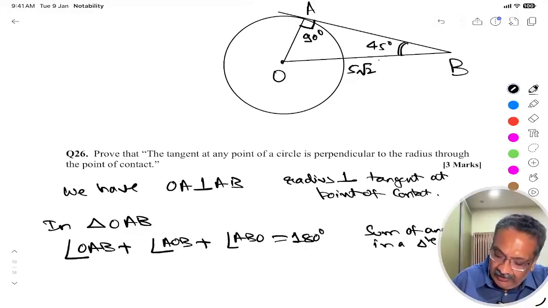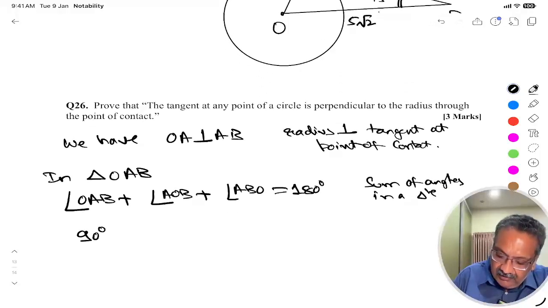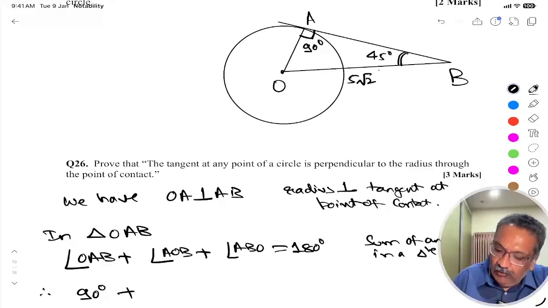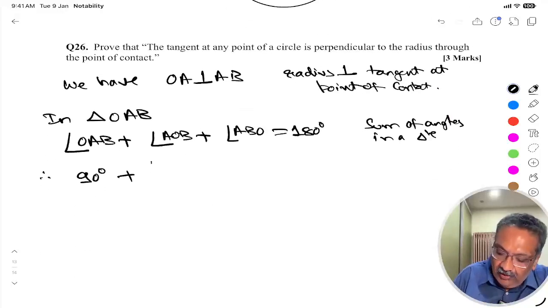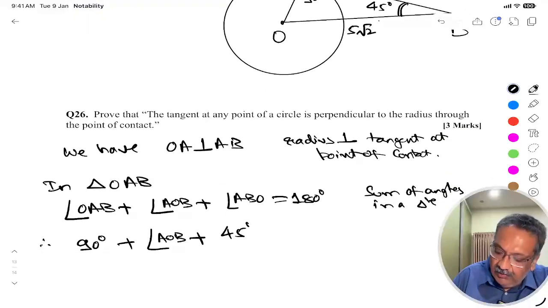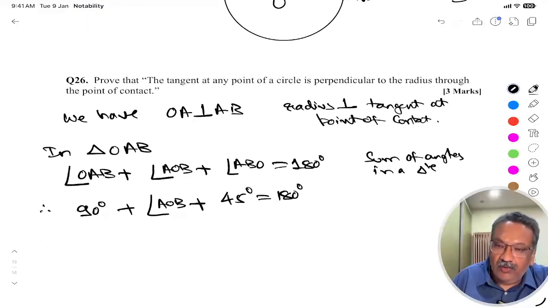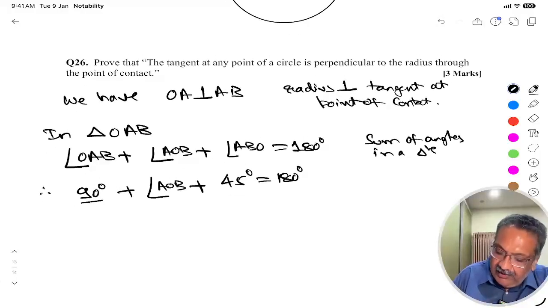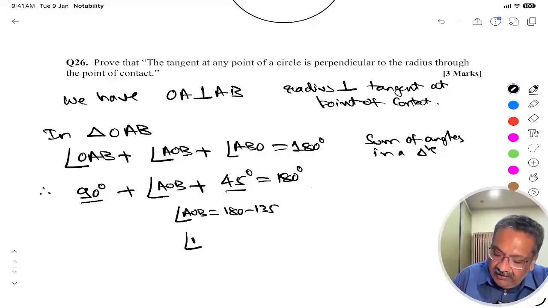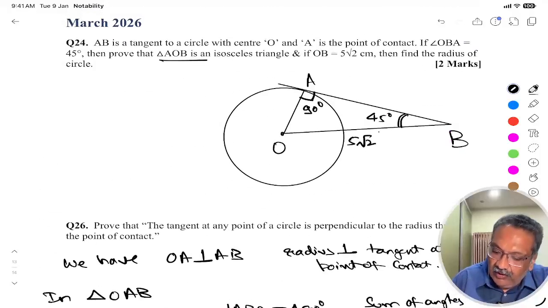We have angle OAB is 90 degrees, plus angle AOB, which we don't know, plus angle ABO, which is given to be 45 degrees, equals 180 degrees. Therefore, 90 plus 45 is 135. If that goes to the other side, it becomes minus. So, angle AOB is 180 minus 135. Angle AOB is equal to 45 degrees. So, now we got this angle also as 45 degrees.